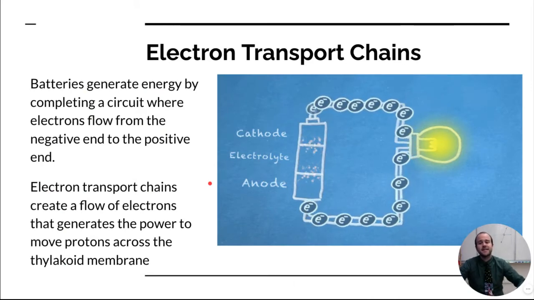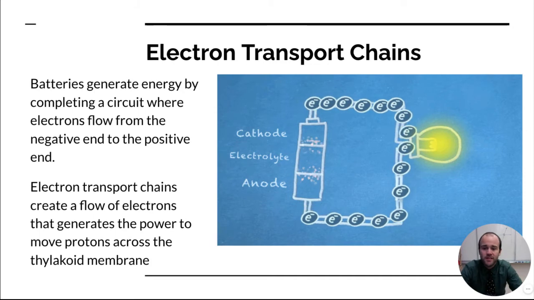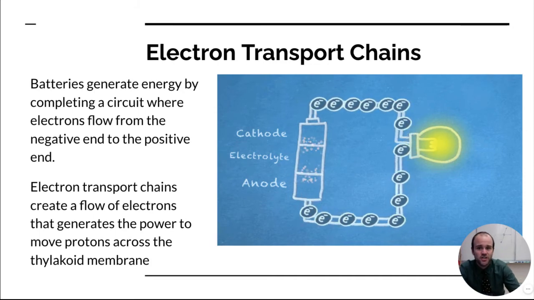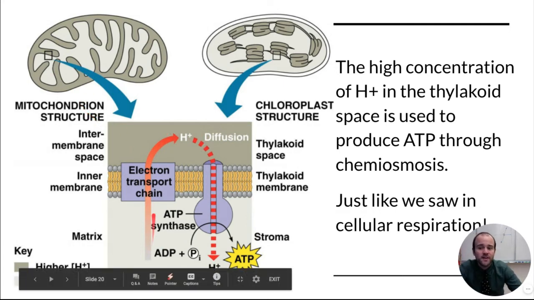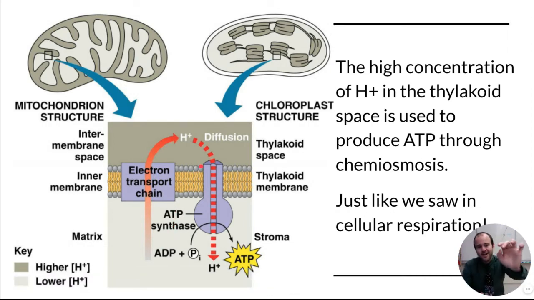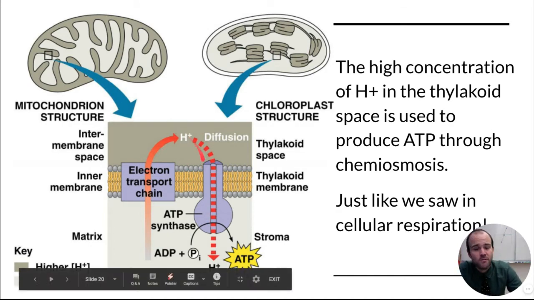So remember, just like last time, in the electron transport chain, that flow of electrons is going to generate power. It's going to generate energy. And what are we going to do with that energy? Well, we're going to move hydrogen ions across a membrane against their concentration gradient into the thylakoid space. Just like in the mitochondria, where we're moving it into the inner membrane space, now we're pumping hydrogen ions into the thylakoid space. Then, by simple diffusion through an ATP synthase, that's going to power some chemiosmosis for us to make ATP.